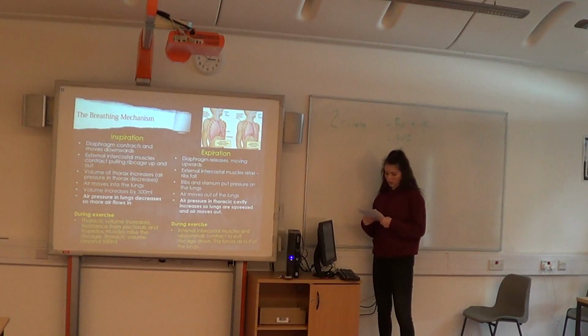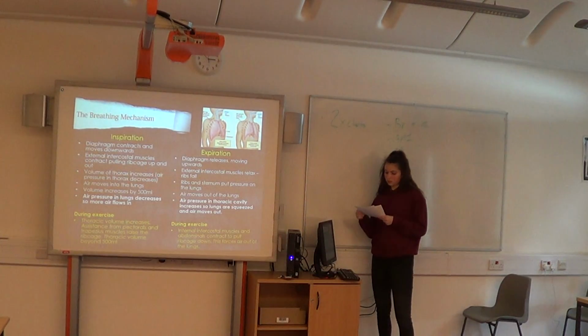And then if we move on to expiration, the diaphragm releases, moving upwards, and the external intercostal muscles relax, so the ribs fall. The ribs and sternum will put pressure on the lungs, and air moves out of the lungs, and the pressure in the thoracic cavity increases because it's being made smaller. So it expands, squeezing the lungs and forcing air out.